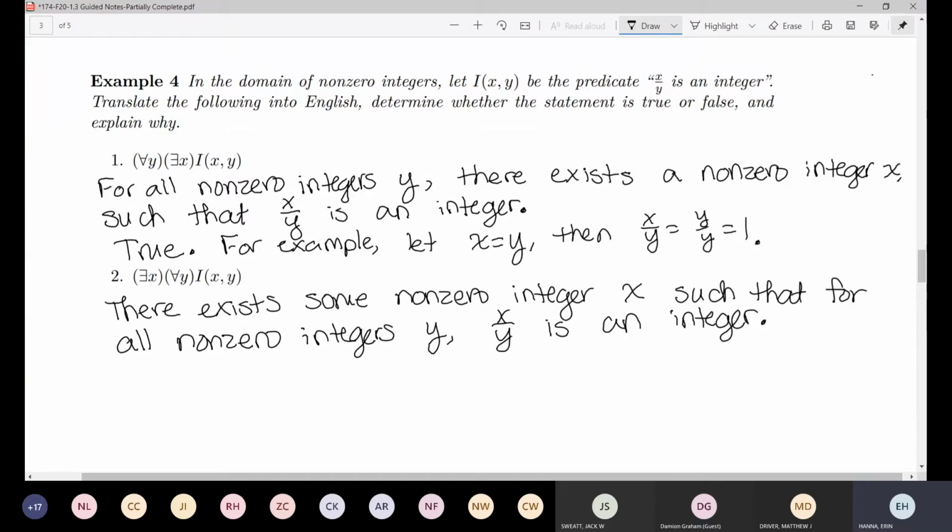So I say, okay, x is going to be whatever x has to be. And then you start shooting y's at me, and my x has to work for every single y you give me. So this singular x has to work for every single y. So does there exist at least one integer that would work for every other y value such that x over y is an integer? No. That's never going to happen. This one's false.